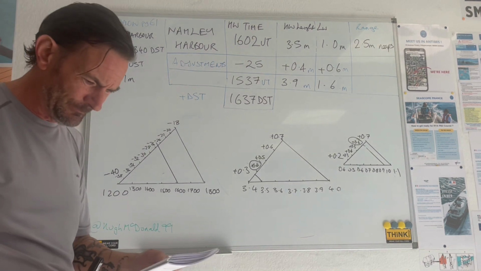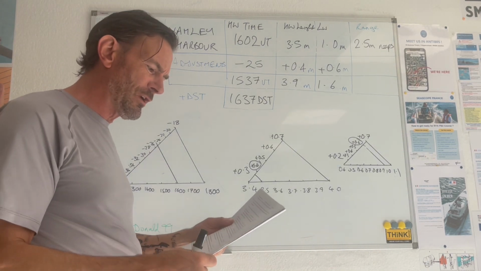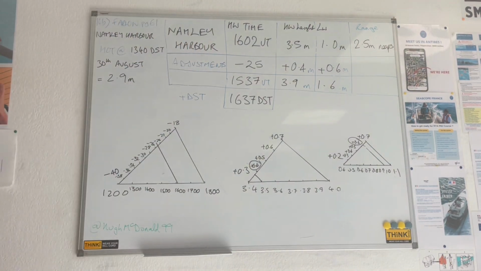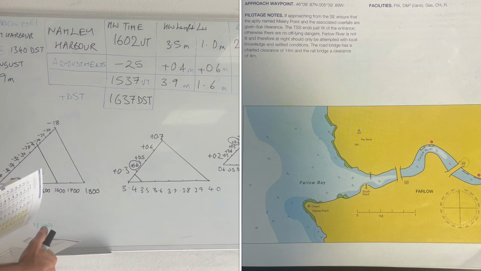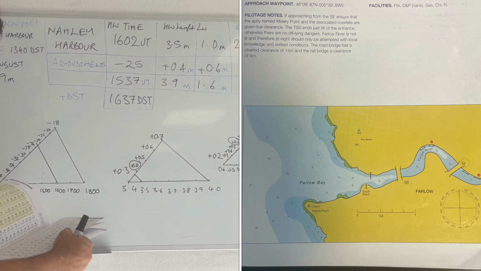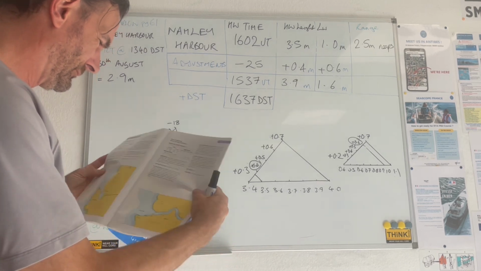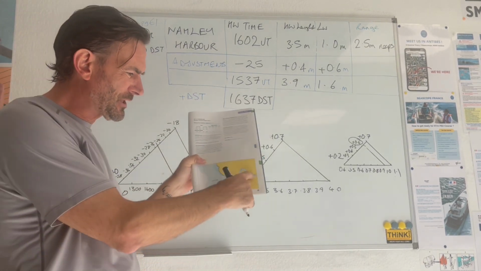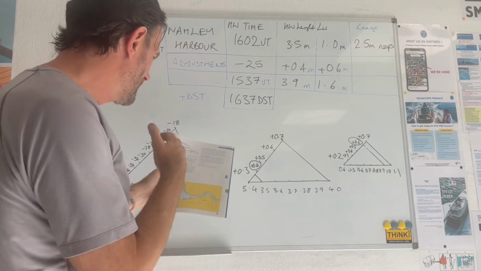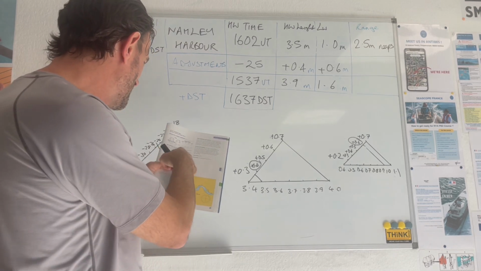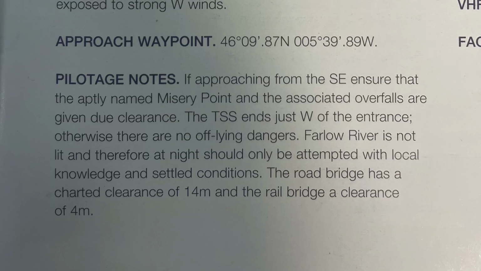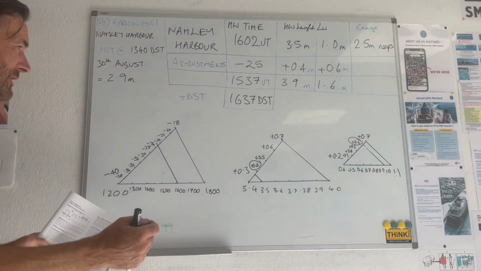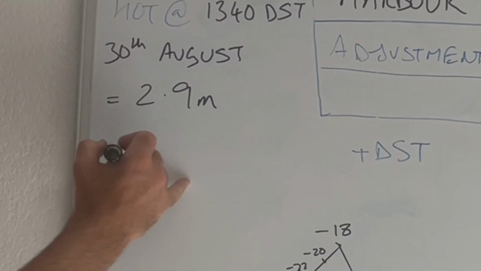So, what clearance is there going to be under the rail bridge at this time? All right, so we'll have to have a look at Farlow River for the railway bridge. You can see from the chart that there's two bridges there, and having a read in here will tell us which one is which. The road bridge is 14 meters clearance and the rail bridge is 4 meter clearance. So that railway bridge is a 4 meter clearance.